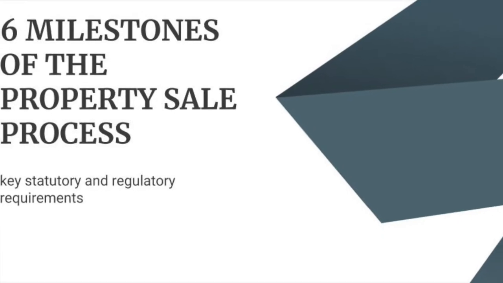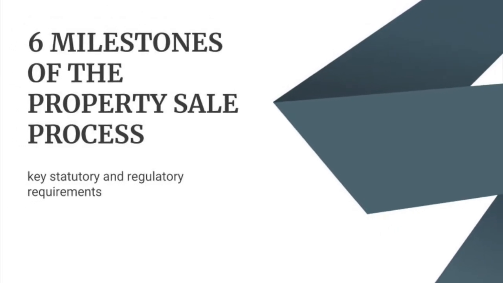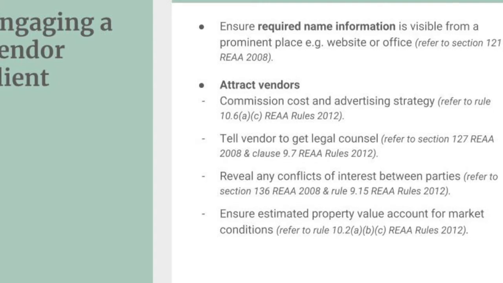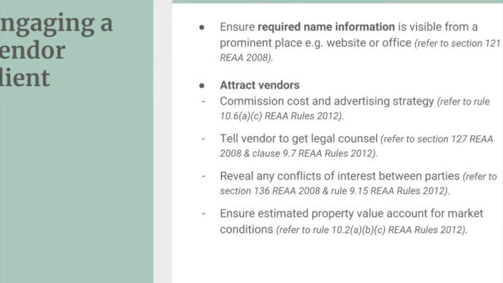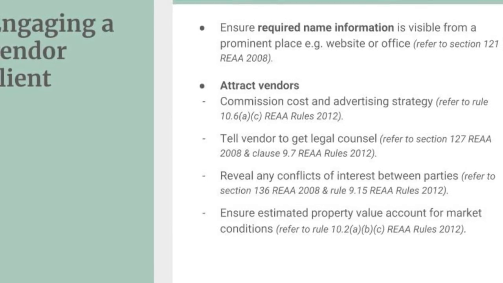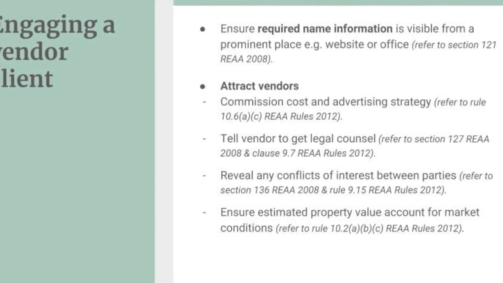These are the 6 milestones of the property sale process. When first establishing a relationship with a client, it is important that both the principal and agent are aware of the responsibilities and rights each other have with one another.